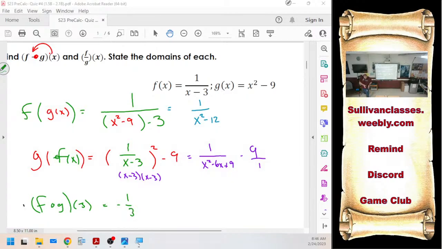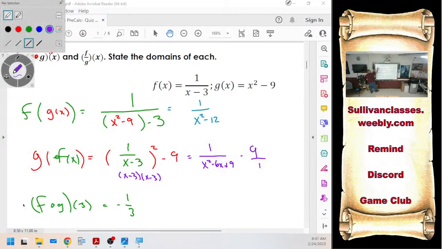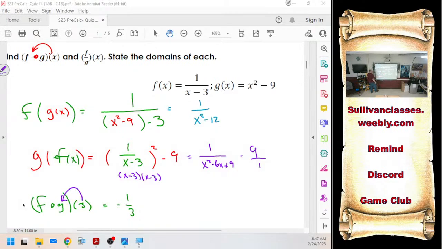Sometimes using the rule is easier than the method that most of you learned in Algebra 2, which is to chain them together. To chain them together, you're going to take 3 and plug it into g. 3 squared is 9. 9 minus 9 is 0. Now take 0 and plug it into f. Still getting negative 1/3. Okay? You have choices. I don't care which one you do.